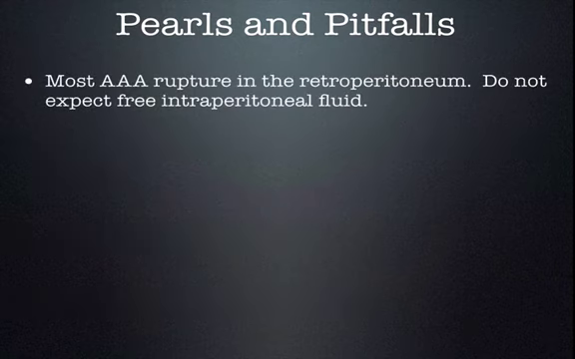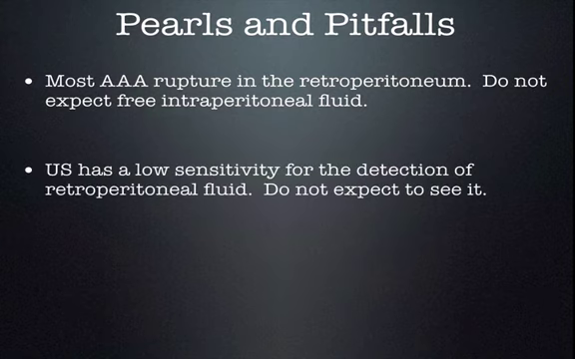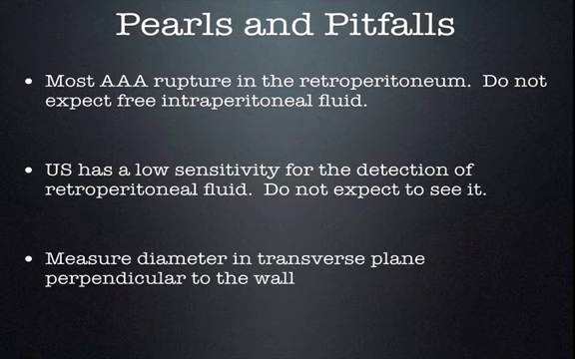Most AAAs rupture into the retroperitoneum. Do not expect to see intraperitoneal fluid, and by the same token, do not expect to see free fluid in the retroperitoneal space either. Clinically, if they seem to have a ruptured AAA, treat them as such. Measure the diameter in a transverse plane perpendicular to the wall. Again, remember, if you have tilts on the probe, either towards the feet or towards the head, this will falsely enlarge the aortic diameter. And if you measure in long axis, you may run into false narrowing of the aorta due to cylinder tangent effect.